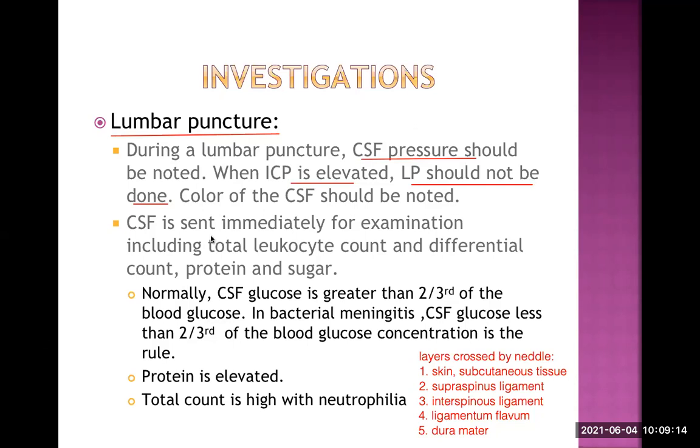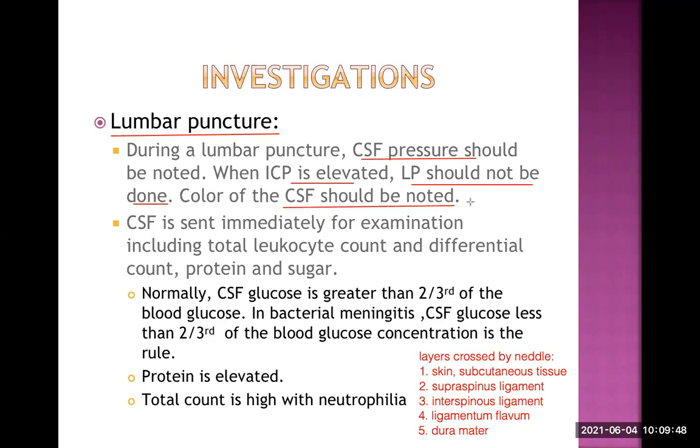The color of the CSF should be noted when you take it out. Very important one. Normally, the color is like water. It doesn't have any color. In bacterial meningitis, it is turbid, or it is frankly pus. So this is an important point. In viral meningitis, it is still clear, normal color. In tuberculous meningitis, it is again a bit turbid. So these are the different points there.